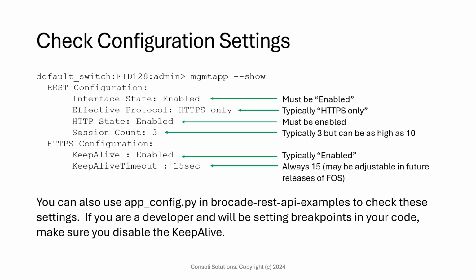But the reason I'm putting this discussion in here is because developers will need to disable the keep alive when they're setting breakpoints. I have a batch file I run that includes appconfig.py to disable the keep alive before I begin any development work, and another batch file that re-enables it when I'm done. I'm assuming most developers are going to do something similar.